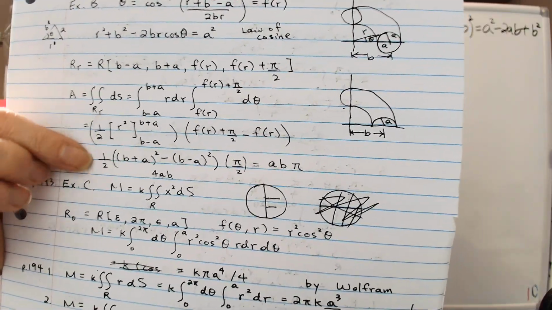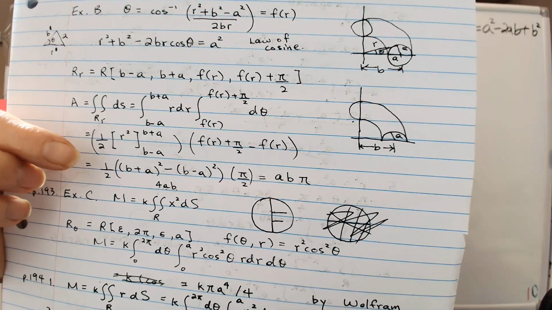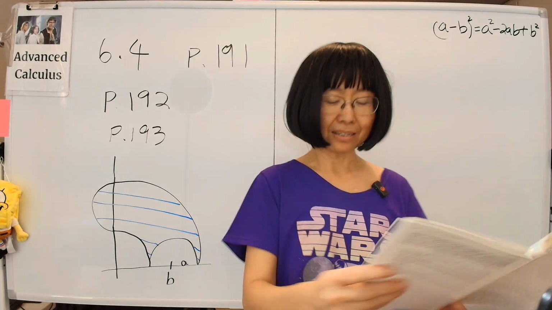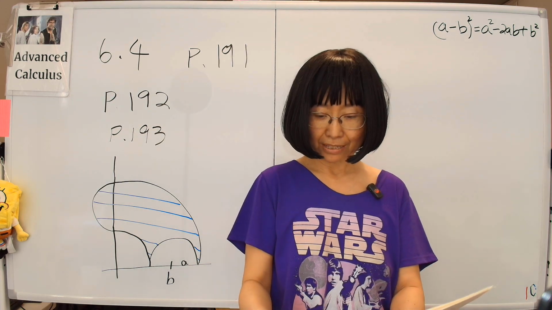Okay, we need to evaluate this thing, which ends up being a times b times pi. Yeah, is that right? I think so. Let me check here. That is pi ab, the answer to example B.